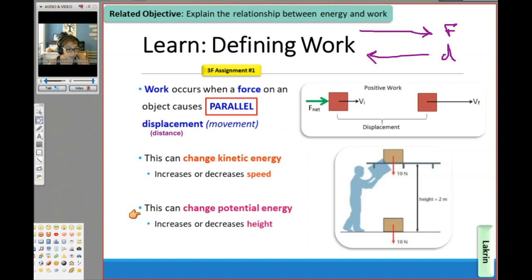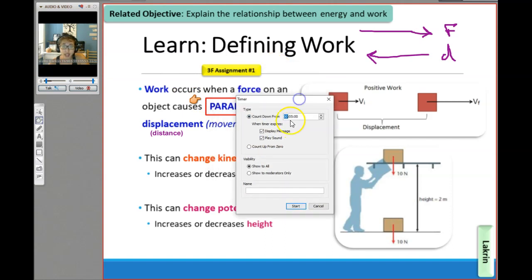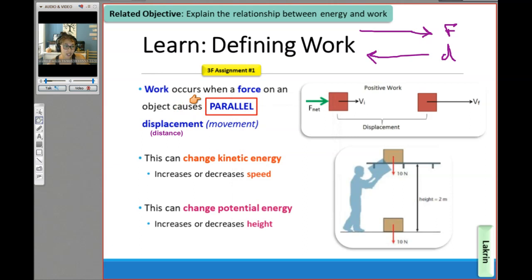Okay? This is number 1 in your notes. Go ahead and fill in the blank with the word parallel. Give me a green check when you have it saved. You have 30 seconds. Capitalization does not matter, but spelling does. 30 seconds. Go, go, go.